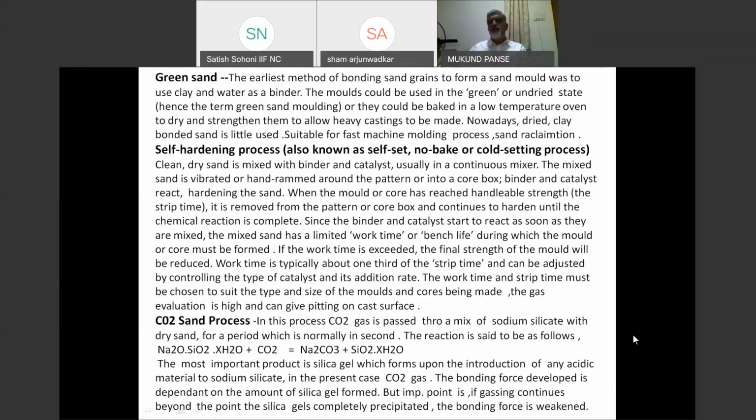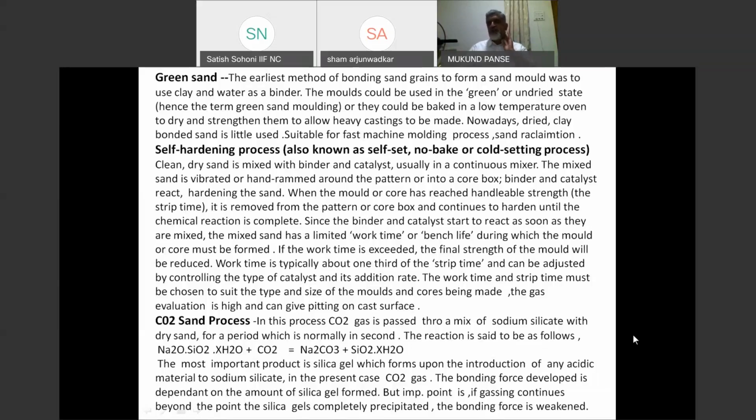The second most common use is the self-hardening process, that is the resin self-set process. Here again there are hot and cold processes. Hot resins are shell molding or hot box, and for cold ones there are a number of different combinations. The resin and catalyst are mixed and coated on the sand grains, normally in a continuous mixer. The sand is dropped on a molding box where the pattern is kept and it is rammed.